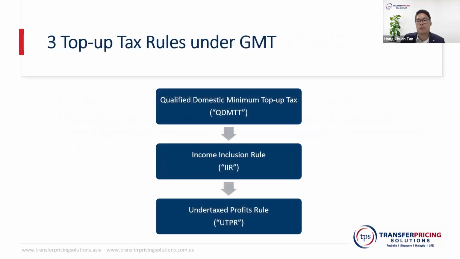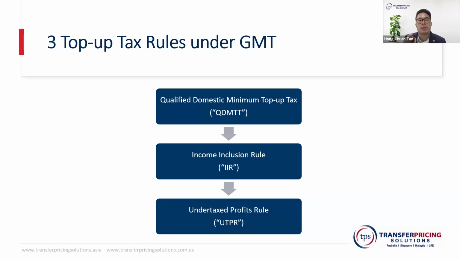If you look at this graph, there is actually a hierarchy between the rules. If you look at the formula that Adriana mentioned earlier, it's first looking at the top-up tax, and then you have an element of the QDMTT. So the first order of priority would be the QDMTT. We need to look at the tested jurisdiction, whether the QDMTT applies, right? When it applies, that will be the first right for the domestic government to collect that top-up tax.